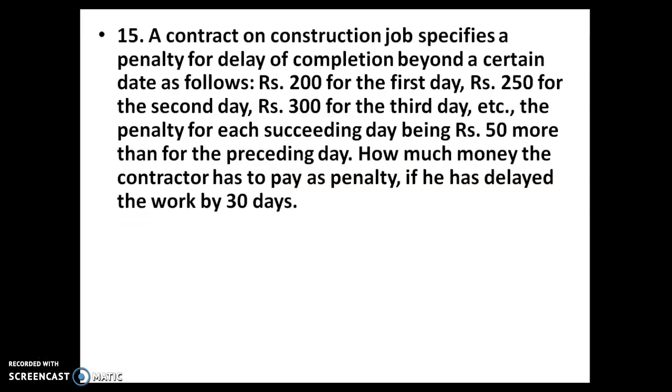15th one. A contract on construction job specifies a penalty for delay of completion beyond a certain date as follows. Rupees 200 for the first day, rupees 250 for the second day, rupees 300 for the third day, etc. The penalty for each succeeding day being rupees 50 more than for the preceding day. How much money does the contractor have to pay as penalty if he has delayed the work by 30 days?